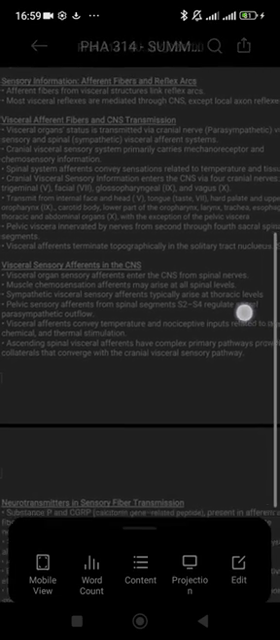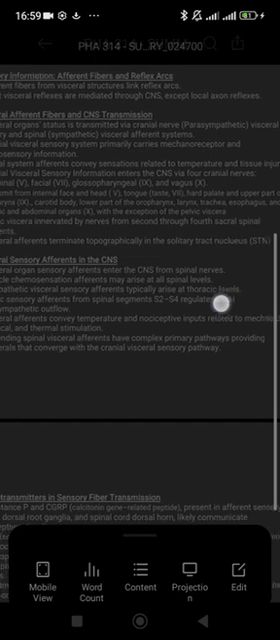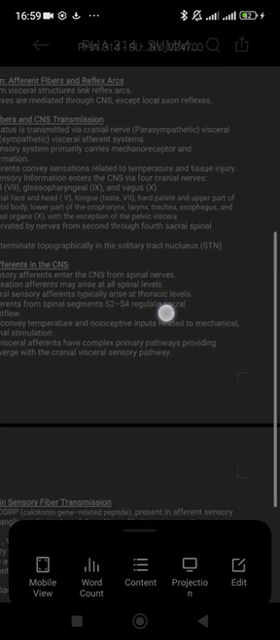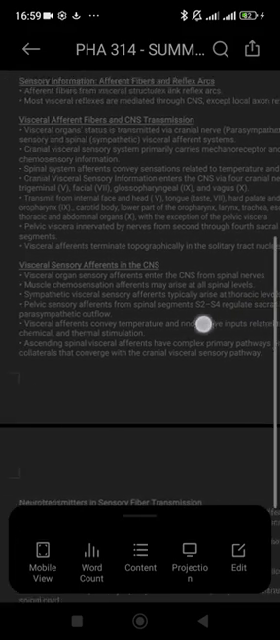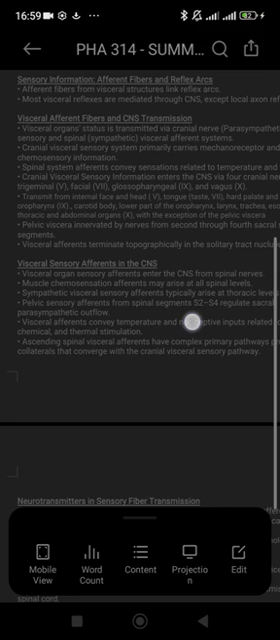So I said that the cranial visceral information enters the CNS through 4 cranial nerves. Those nerves are as follows. We have cranial nerve 5.